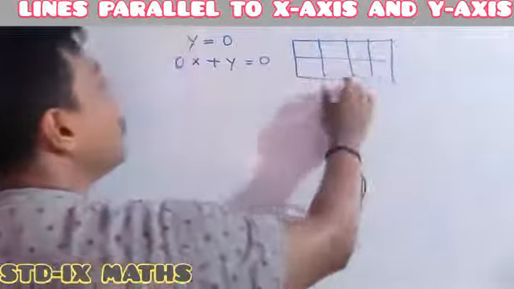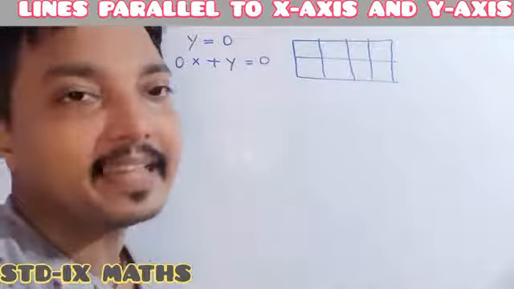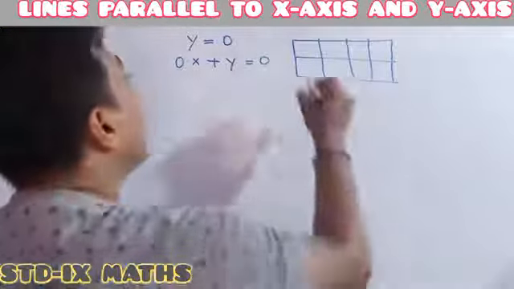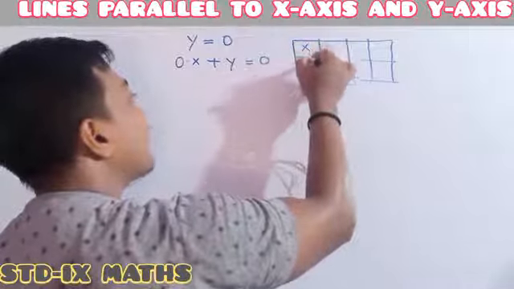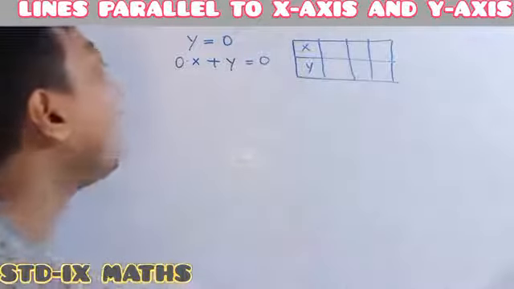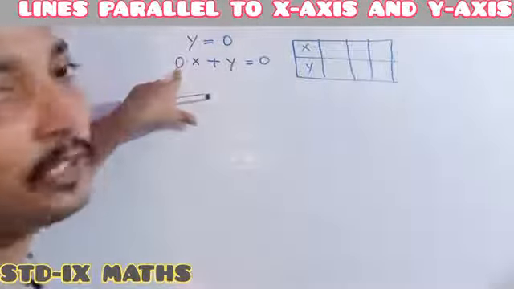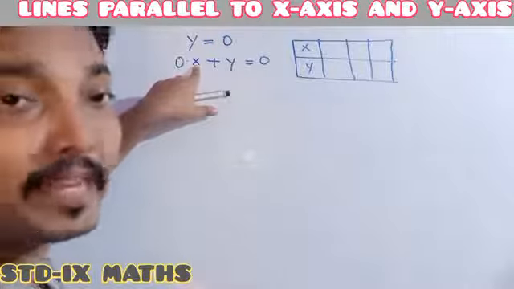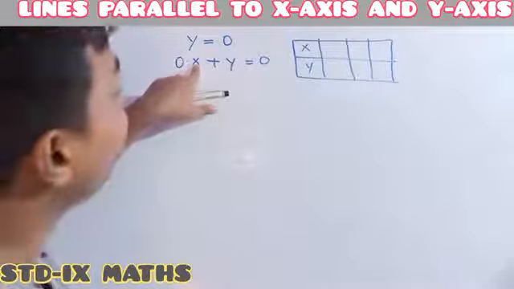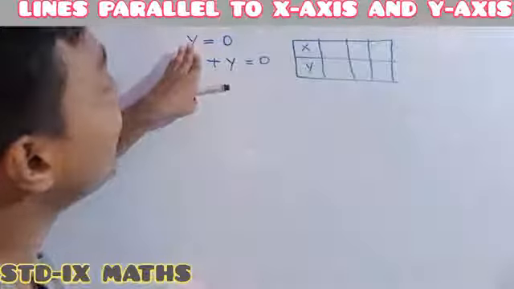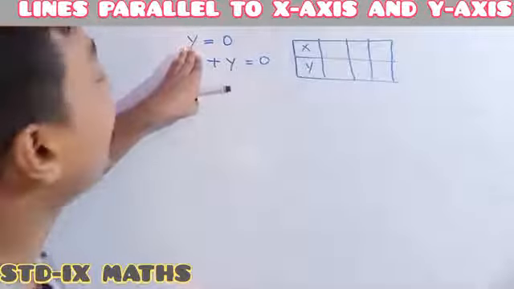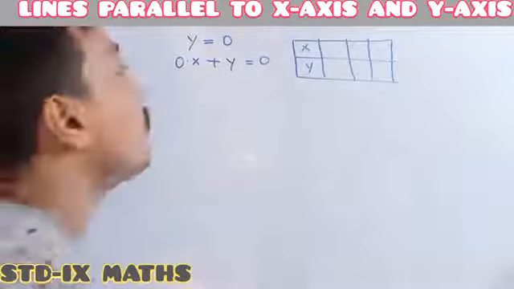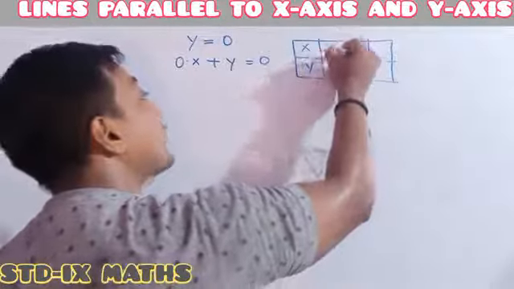See, minimum 2 points are required, but I am taking 3 points. One is our x, another one is our y. As x into 0 is given, whatever value of x you may choose, this term always becomes 0. So it is easy for us, we always take the value of x first.